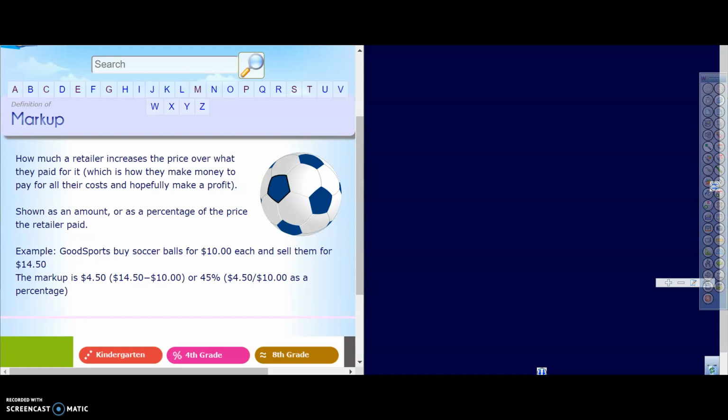What's up, everybody? The next skill we're going to talk about is markup, and it's how much a retailer increases the price over what they paid for it, which is usually how they make money in hopes of making a profit. So it can be shown as an amount or as a percent of the price the retailer paid. So let's look at an example.